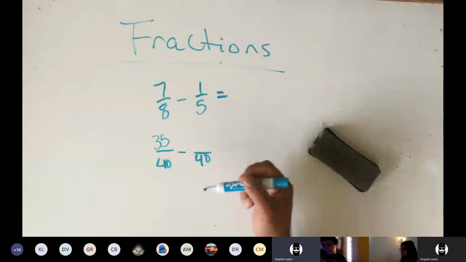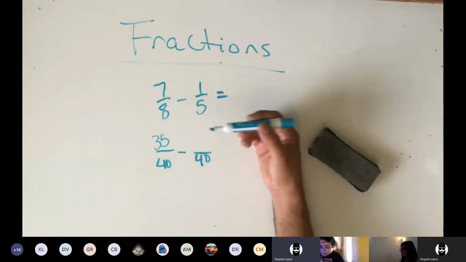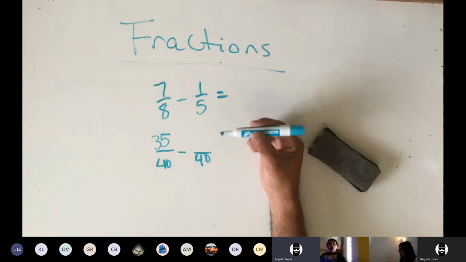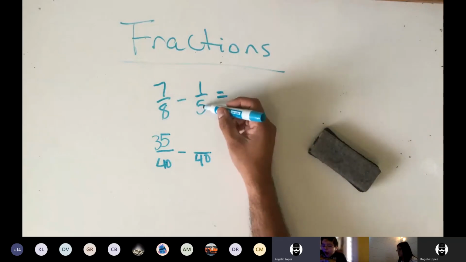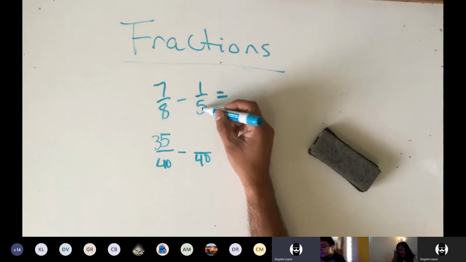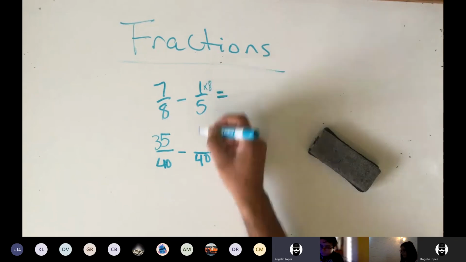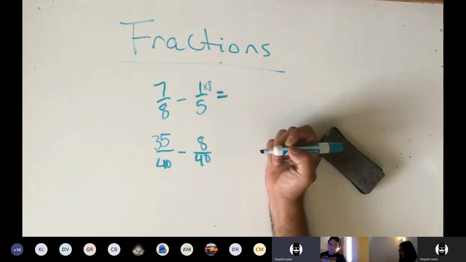Okay? So it's like we're unsimplifying it. We're doing the opposite of simplifying a fraction. We're making it bigger, okay? Now the other one I got to do times 8 because 5 times 8 gives me 40. So I got to do times 8 up here. 1 times 8 is 8, and that's what I get.